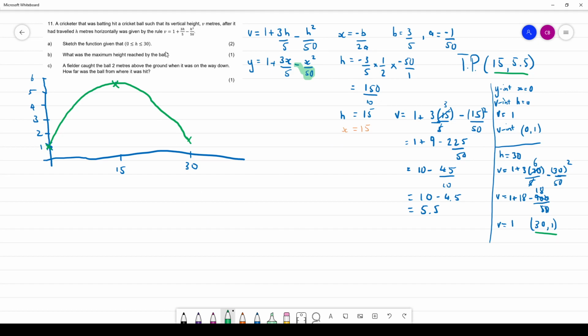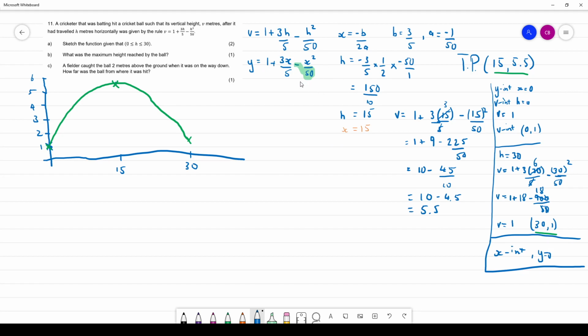What was the maximum height reached by the ball? Oh, sorry, we finished sketching it. We've got our turning point. We've got our y-intercept. If we wanted to, we could have calculated x-intercepts. X-ints, that's when y equals 0. And for that, you could use your quadratic formula or the ACB method. It's up to you what you're most comfortable with, and whatever the question will work with.